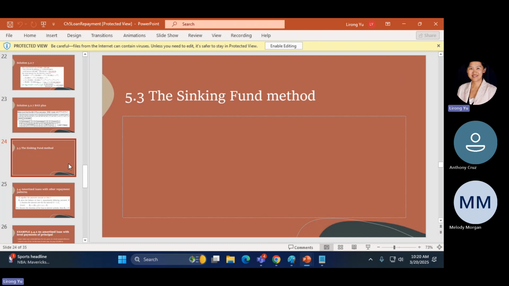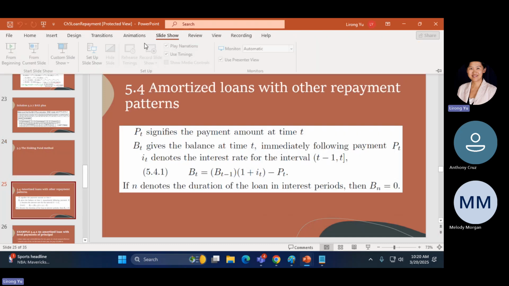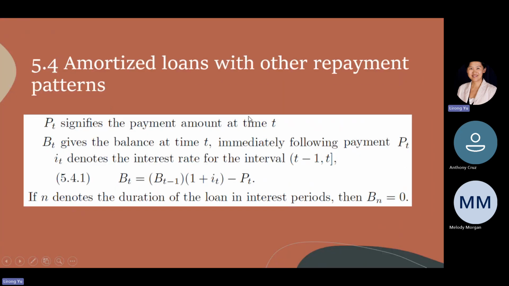For some reason, the last time when I was going over, I skipped that section. All right, let me explain 5.4. It's more closely related to the amortization schedule and payment plan. So sinking fund is kind of a different scenario, a different plan. All right, so 5.4 continues the topic that we had earlier.